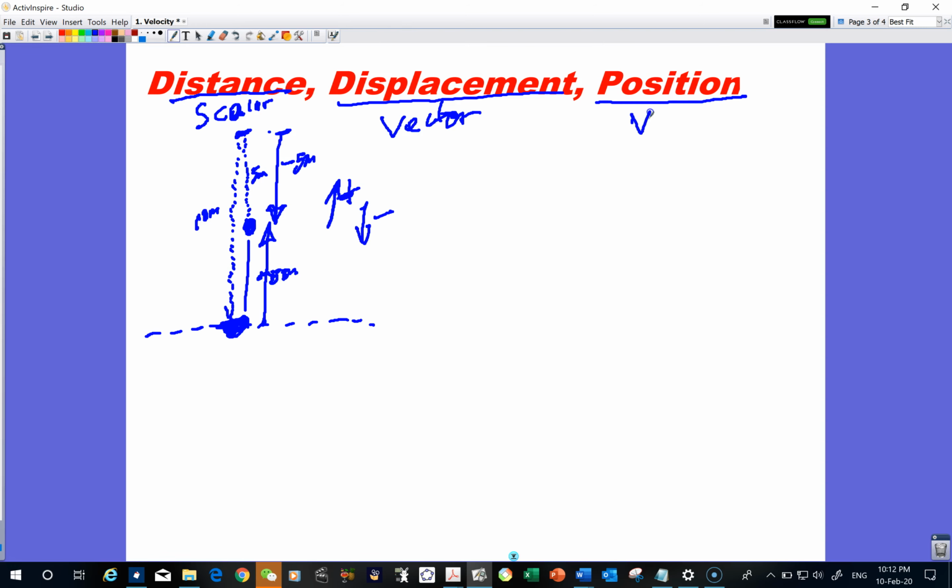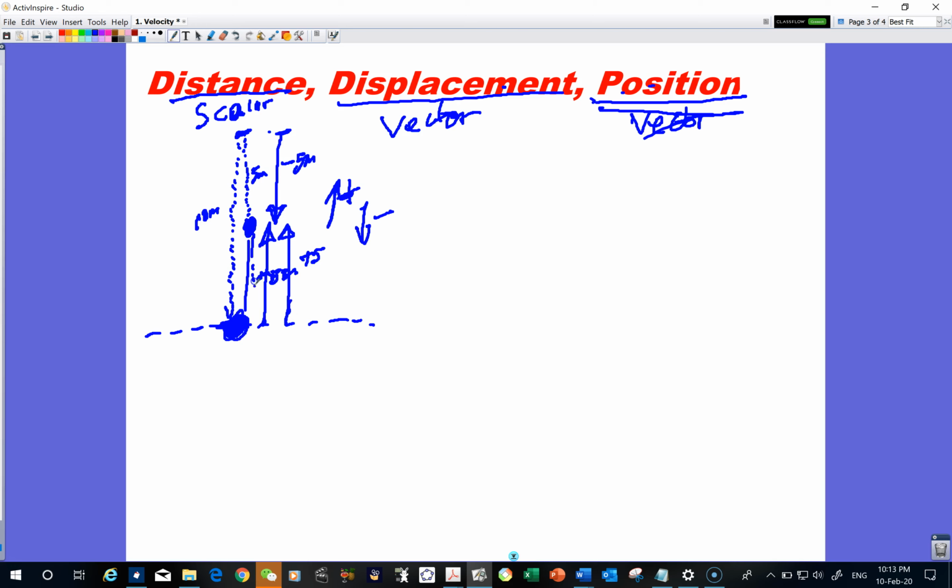Position is also a vector quantity, and many times in physics and mathematics we will interchange the word position and displacement. They will be used interchangeably. You will sometimes hear displacement, sometimes hear position, but there is a difference between the two, in that position is always measured only from the original point. So the position of the object at this point will always be plus 5.